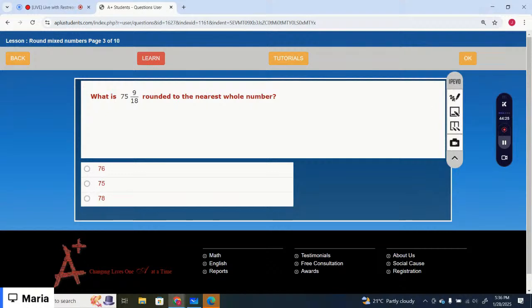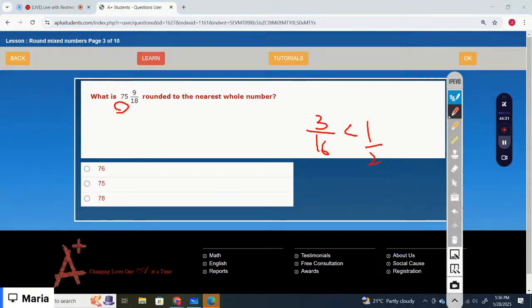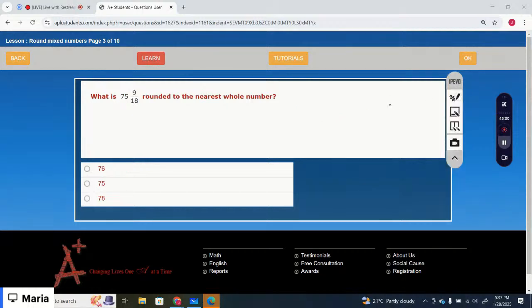What is 75 whole 9 by 18 rounded to the nearest whole number? If you look at the fractional part, that is 9 over 18. That is exactly equal to 1 by 2. So you need to round up, that would be rounded to 76. Option number 1 is the correct option.